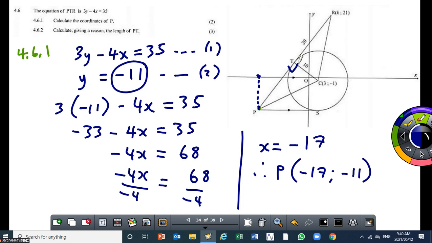The length of TC we know is 10. We want to calculate PT, we don't have it. But we have the coordinates of P and the coordinates of C, so we can use the distance formula to calculate the length of PC. Once you get the length of PC, then the theorem of Pythagoras kicks in and then we utilize it to get the answer. So it's not very difficult. Okay, so let me move on to the next page.